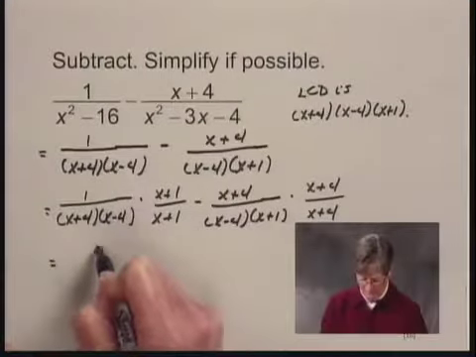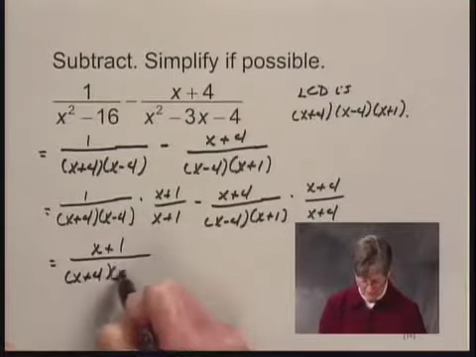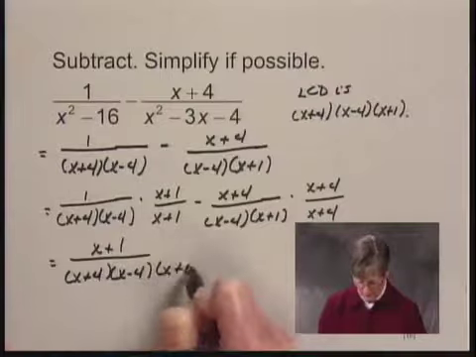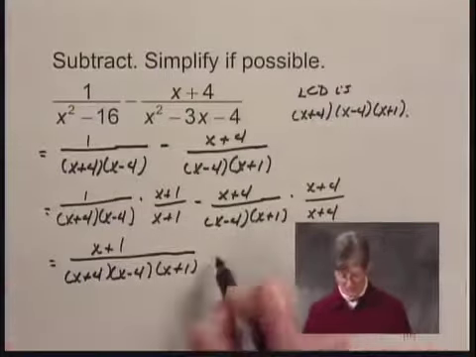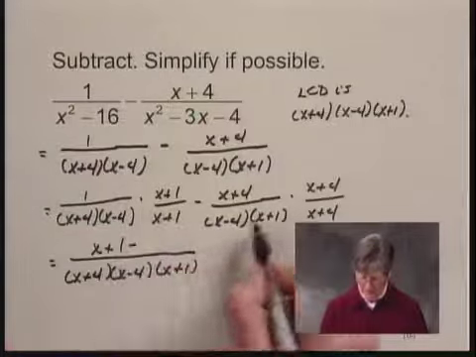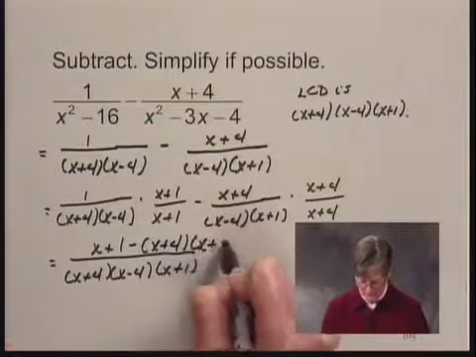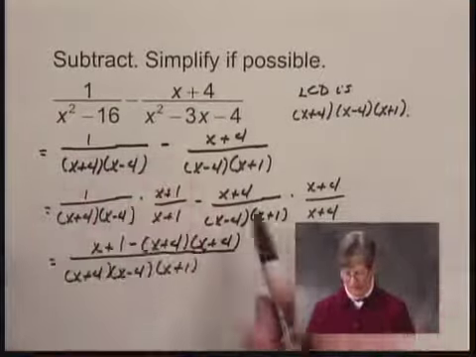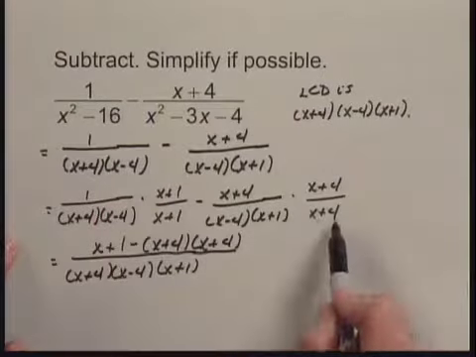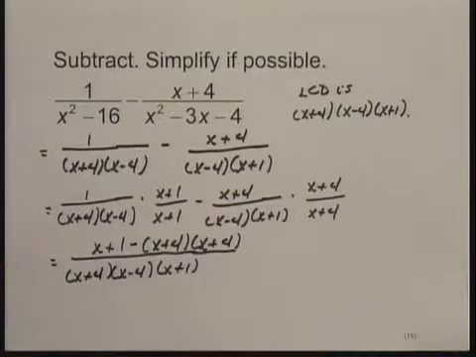Here I'm going to have x plus 1 over x plus 4 times x minus 4 times x plus 1. And I'm going to subtract and multiply at the same time here. I'm going to have minus, I'm going to subtract up here, minus x plus 4 times x plus 4 all over this denominator. When I do this multiplication here, I have x plus 4 times x plus 4 over the least common denominator, and I'm subtracting that. So I've written that in this form, in this step.